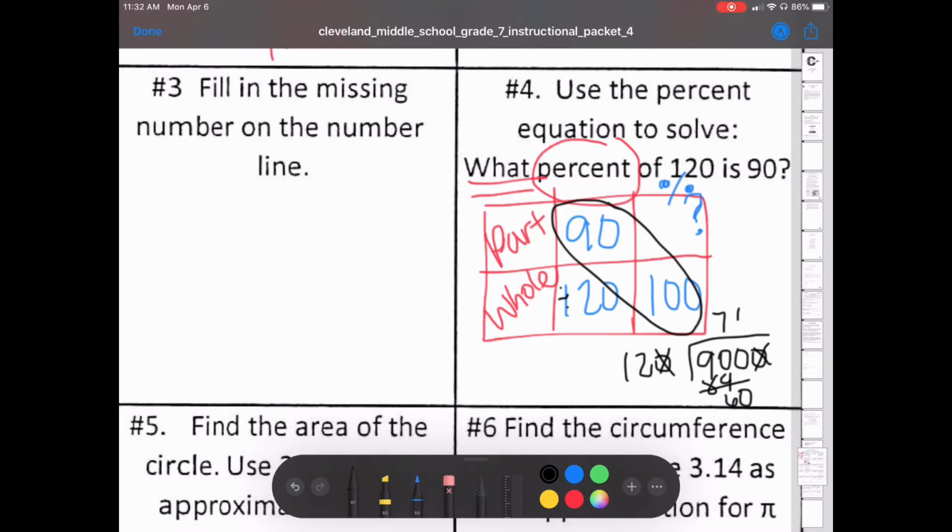12 will go into 60 5 times, and that leaves us with our answer. It is 75%.